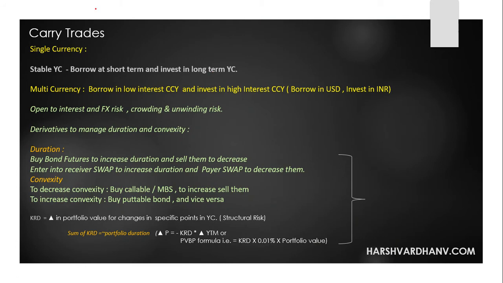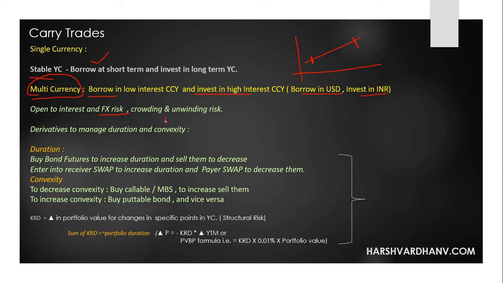We then move our attention to carry trade. So we saw the carry trades along the yield curve, wherein you borrow at the lower end and invest at the higher end. So this could be one of the carry trades. The multi-currency carry trade is similar, wherein only the curve changes. You borrow in USD and invest in INR. But since it's multi-currency, it is exposed to FX risk.